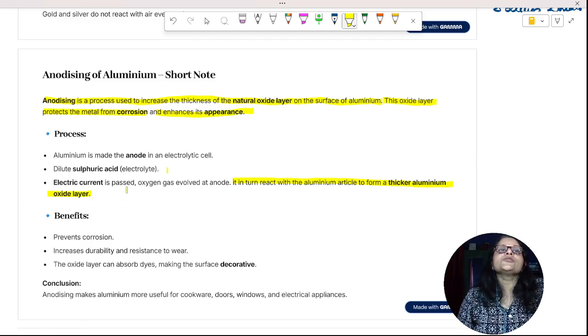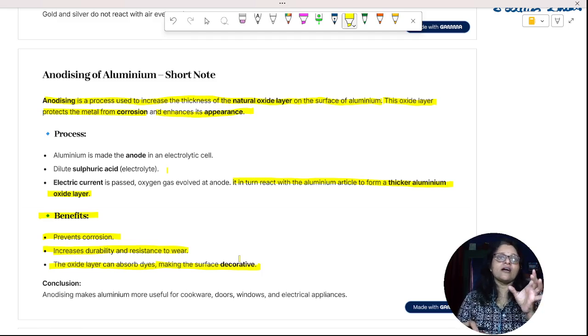It is a process used to protect. What are the benefits? It prevents corrosion, and increases durability and resistance to wear and tear. The oxide layer can also absorb dyes, making the surface decorative. If you have an oxidized aluminum, we can apply dye on it and make it into different colors, like blue aluminum bottles or maybe our phone case.